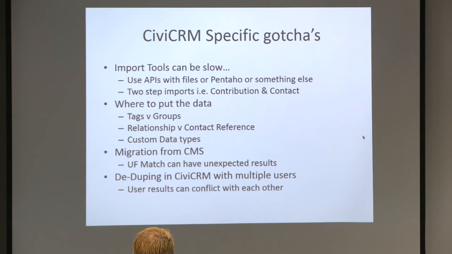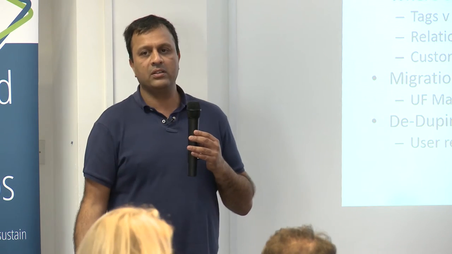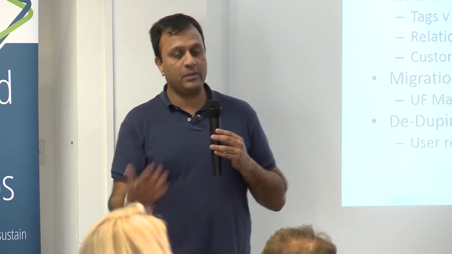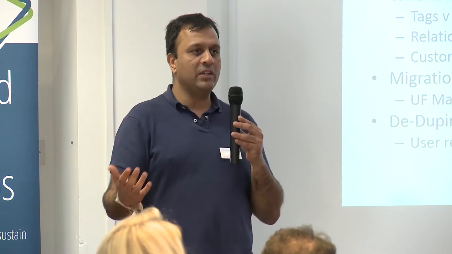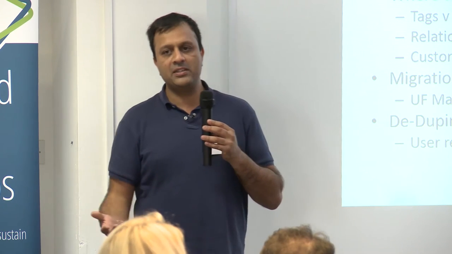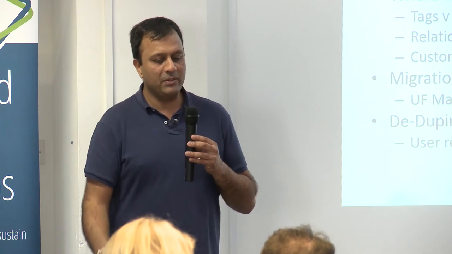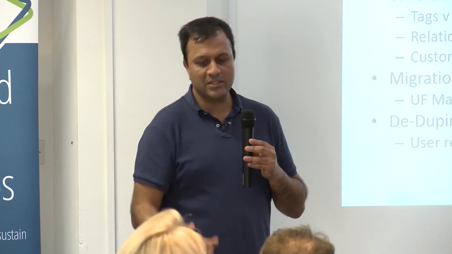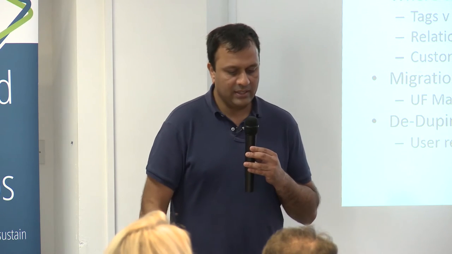Another gotcha is this thing about contributions and contacts being two separate imports. It's probably my biggest bugbear with the import process that you can't import some entities in one shot. So like if I've got participants and I want to import them, and if they don't exist, I want to create them as contacts, can't do it. So you've got to do it in two stages. And that's where it becomes a bit of a pain in the backside. You have to make sure the IDs are right and things like that.